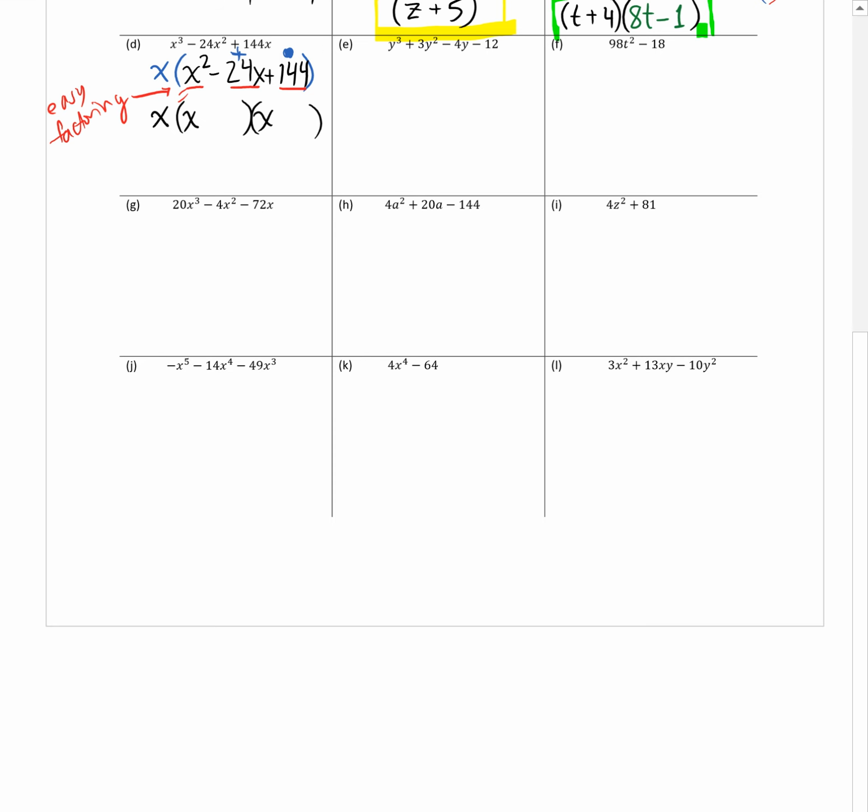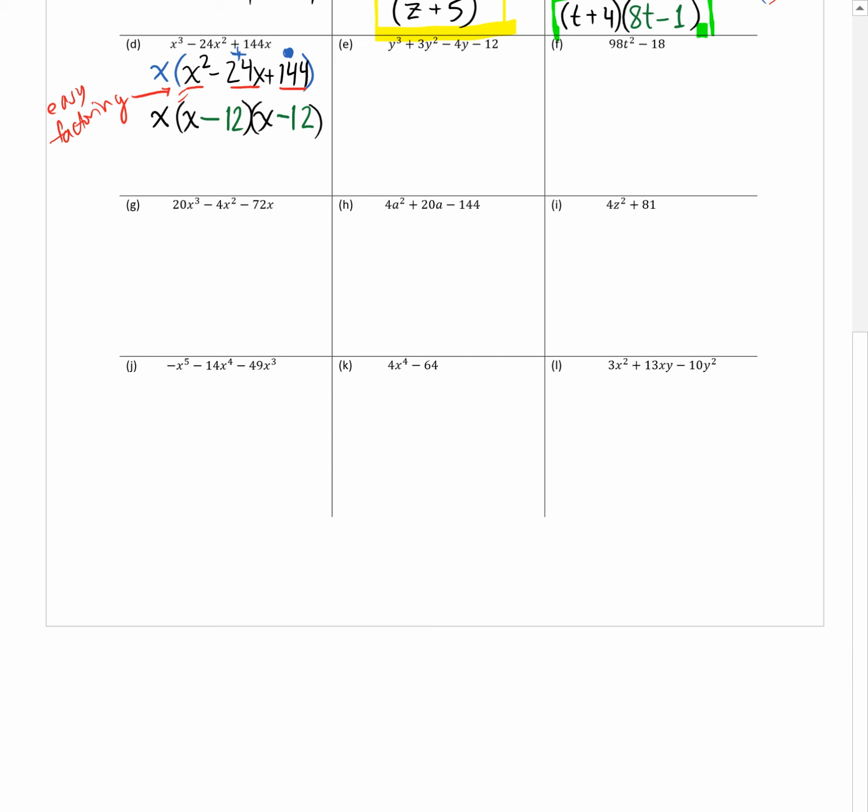Well, 144 is a large number, and I got kind of scared at first. Like, oh my gosh, there are so many things that can multiply to 144. But when I see 144, the first thing I think of is 12 times 12. And I think that'll actually work. I just got to make sure they're both negative in order for them to add up to negative 24.